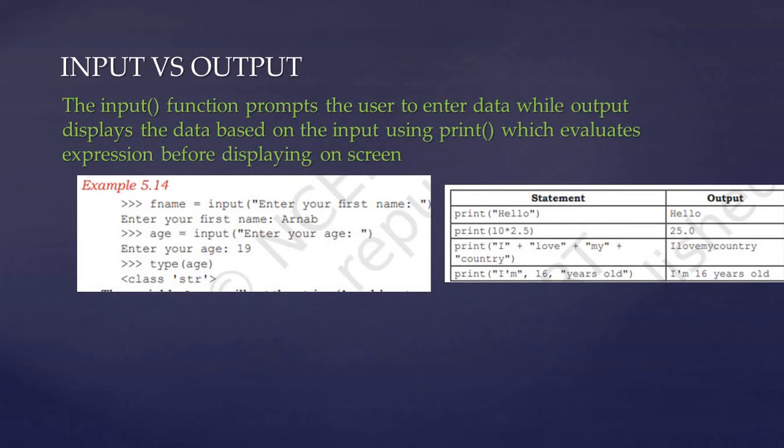Now we talk about input versus output. The input function tells the user to enter data, while output displays the data based on the input using the print command, which evaluates the expression before displaying them on the screen. Let's say here we take the input where we want to enter our name. Now we get a print command where we input our name. Then the program asks us to input our age. We input our age here.